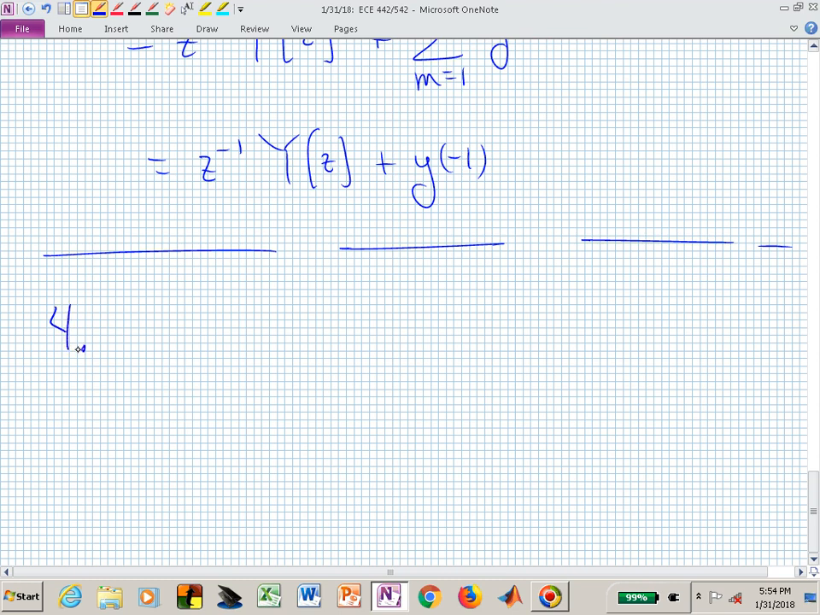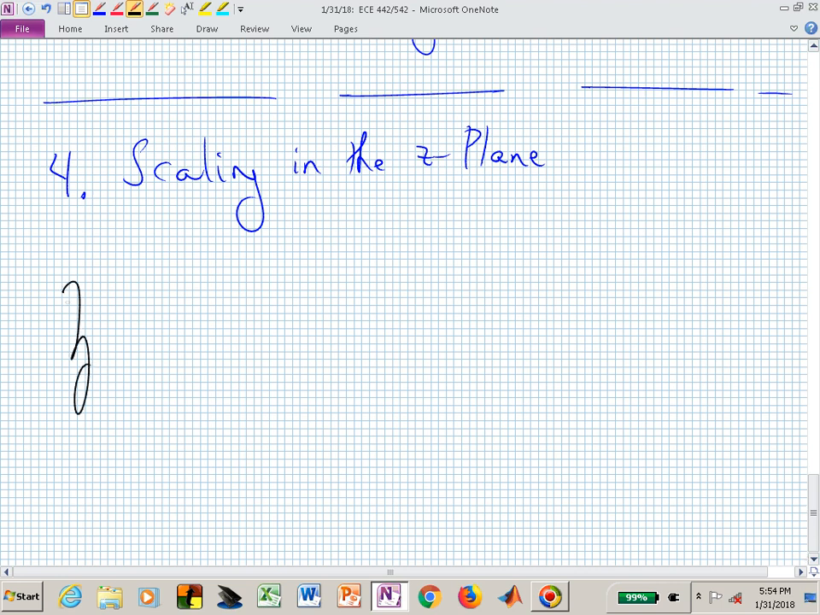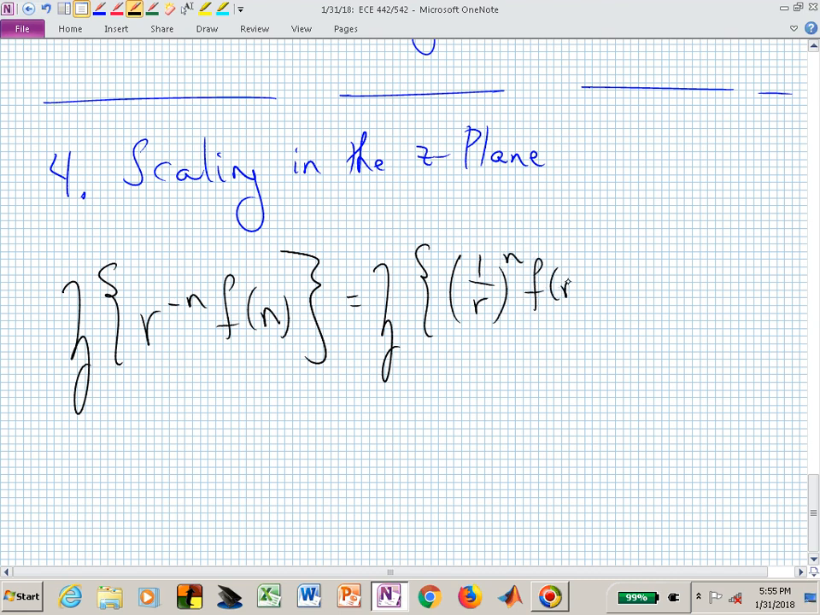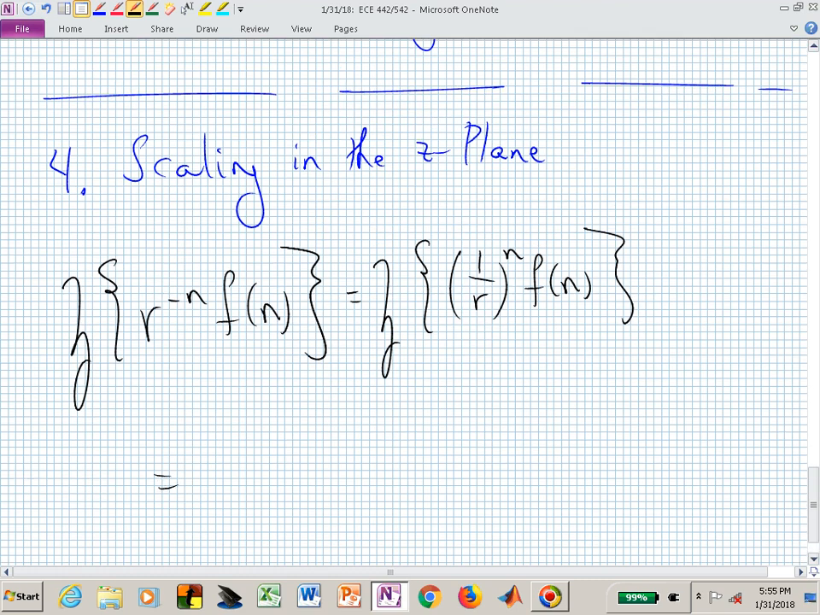Another property, property 4. This I'm calling scaling in the z-plane. You might see this written several different ways, and that's why I'm going to include many different ways of writing this. You might see the scaling, or the weighting in the time domain, written as r to the minus n. So for each time index, you have some scaling going on. Or if that negative exponent looks weird, you can say that's just 1 over r to the n, f of n. Or that's equivalent to taking f of n times r to the n.